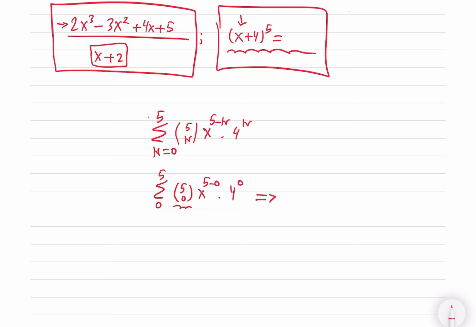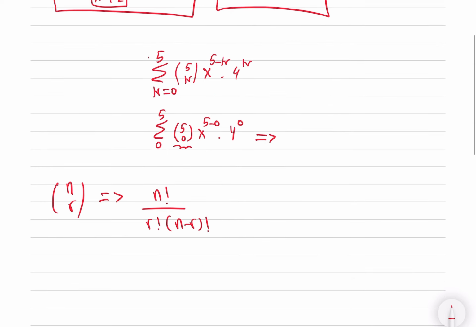Now, how do I deal with a factorial? You need to understand that, let's say this is n and this is r. This is simply n factorial divided by r factorial times n minus r factorial. Now, you may ask, what is a factorial? I'm not sure if you've taken factorials before, but I'm going to explain that right now.